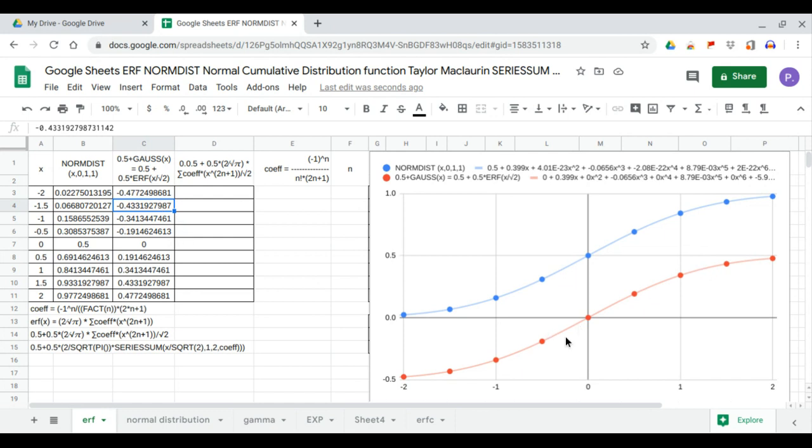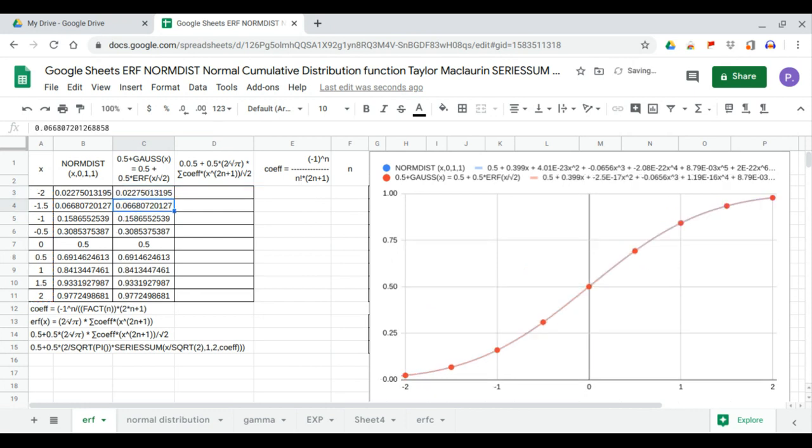The red one is the Gauss function. We add 0.5 to the Gauss. So 0.5 plus. Now all values are exactly the same. This is the normal distribution expressed in terms of the error function.